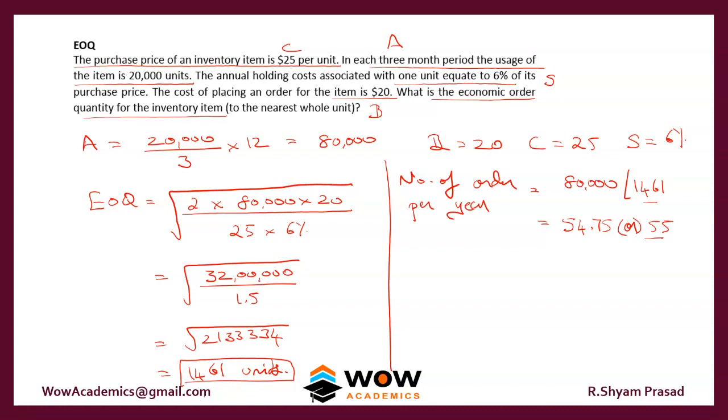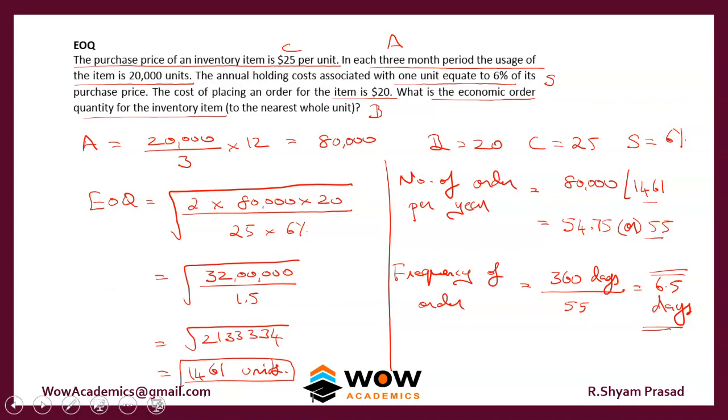Now we'll find out the frequency of order. So we'll do it in terms of days. We'll take 360 days in a year and divide by 55 times that we are going to order. So the answer comes to 6.5 days. It means every 6.5 days we'll be ordering the units. So that is the frequency of order. Even though this question is not asking you the number of orders per year or frequency of order, it's just for illustration purposes to show how these formulas work. We'll move on to the next problem.